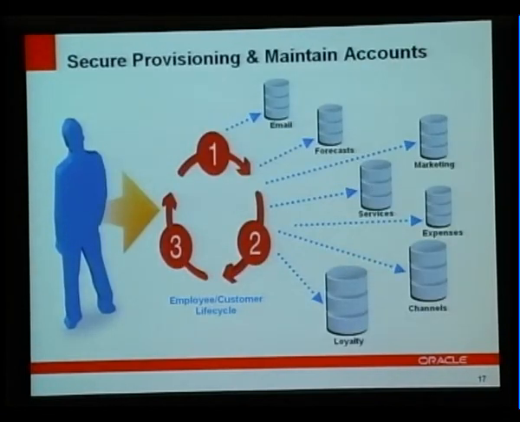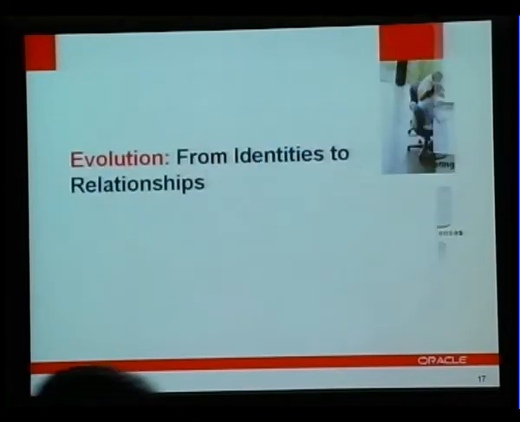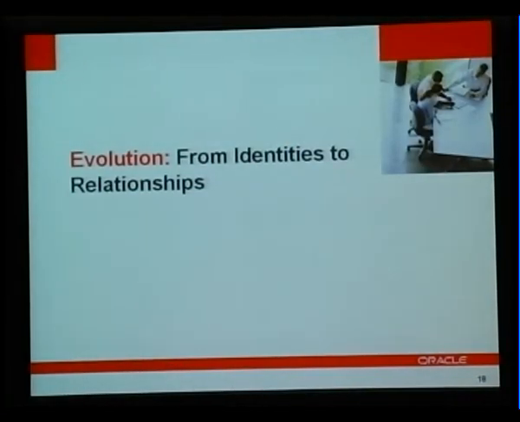So with that, there are needs for secure provisioning, and a user's life cycle has to be managed from the day he actually comes on board till the day he leaves. And how do you manage the email, forecasts, channels, and so forth? So there's somewhat of an automation required in this administration, so to speak. However, we believe that managing and provisioning identities and basic roles is not sufficient to represent the requirements of the businesses today. And there is an evolution needed, moving from identities to relationships.